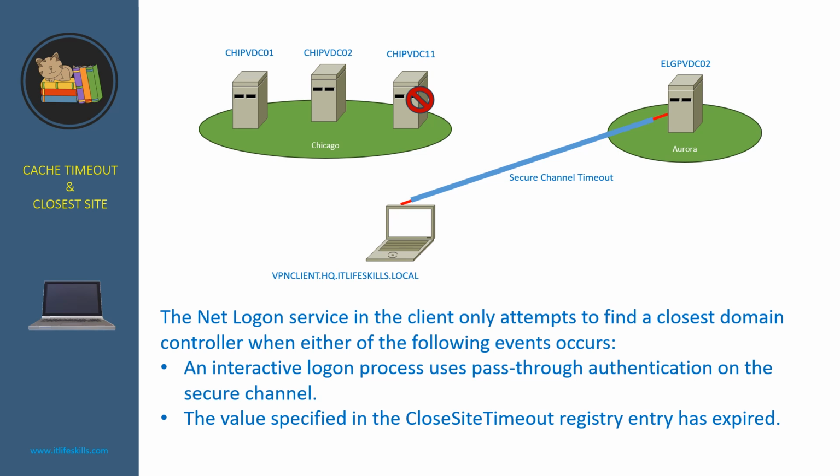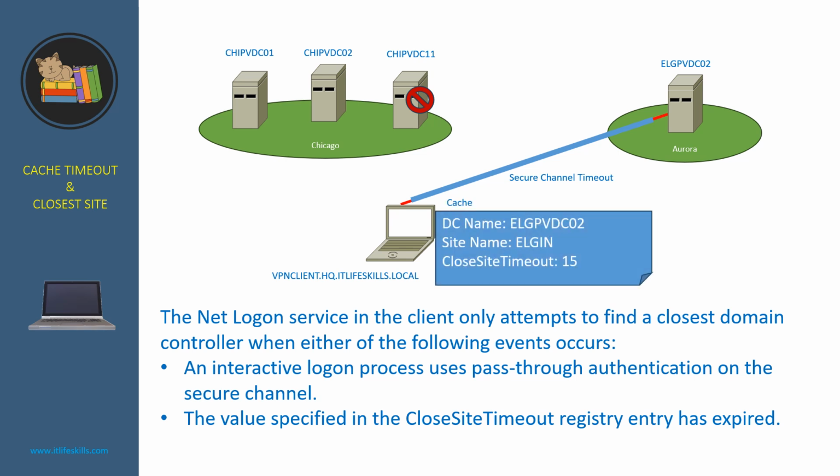After being authenticated by LHPVDC02, the client stores the domain controller information in the cache. It has the DC name as LHPVDC02, the site name is Elgin, and the closest site timeout is 15 minutes by default. As you can see, LHPVDC02 is not in the closest site.